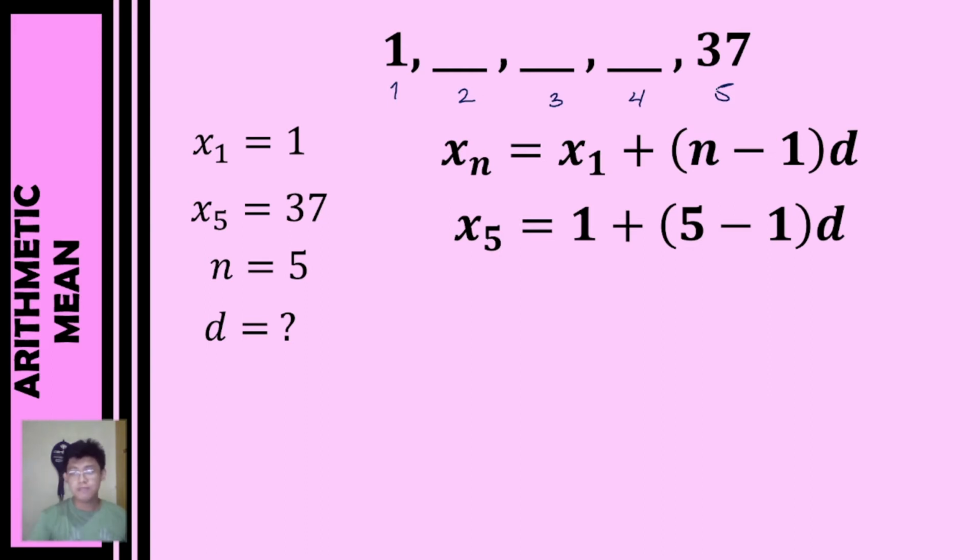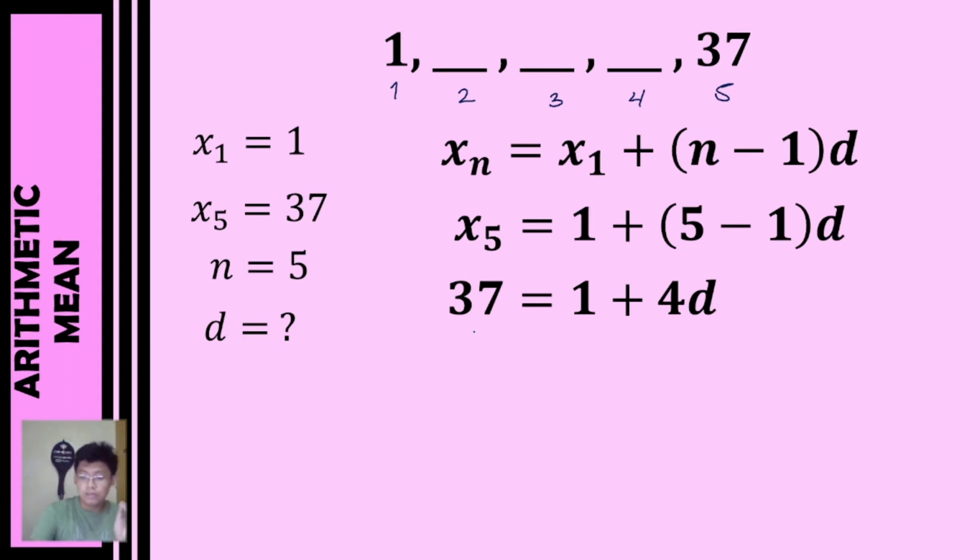Then let's simplify the grouping. 5 minus 1, that will give us 4. And we will substitute the value of x sub 5. Since we're given the value of our last term, the fifth term, we will substitute it here. Let's proceed by solving for the value of our common difference.